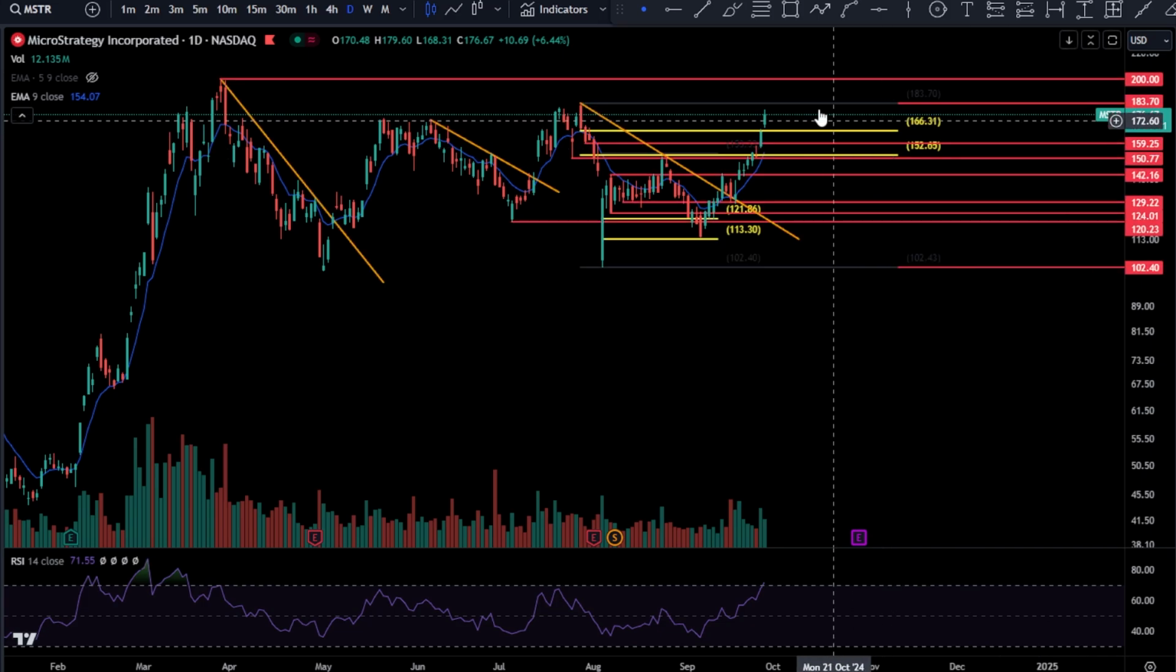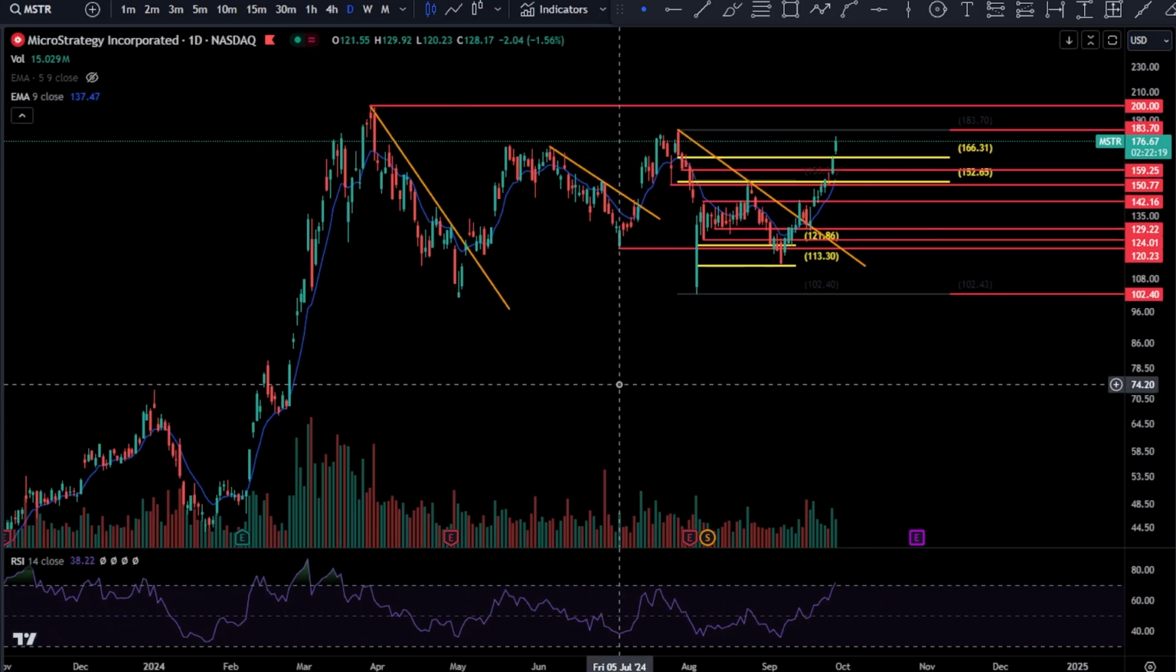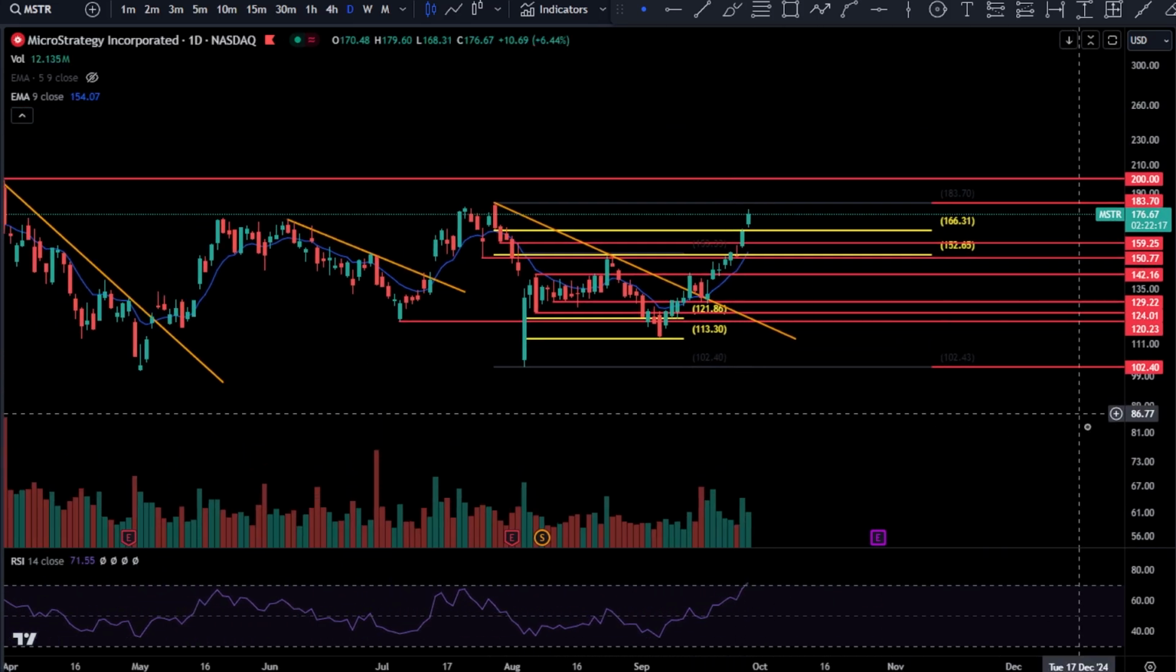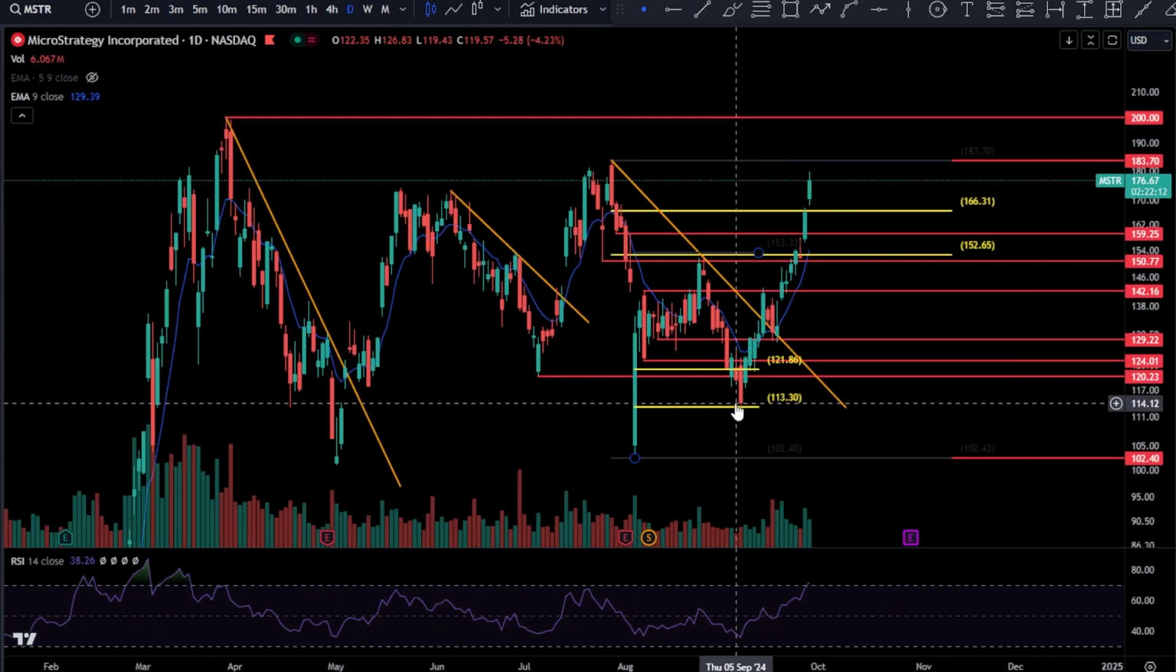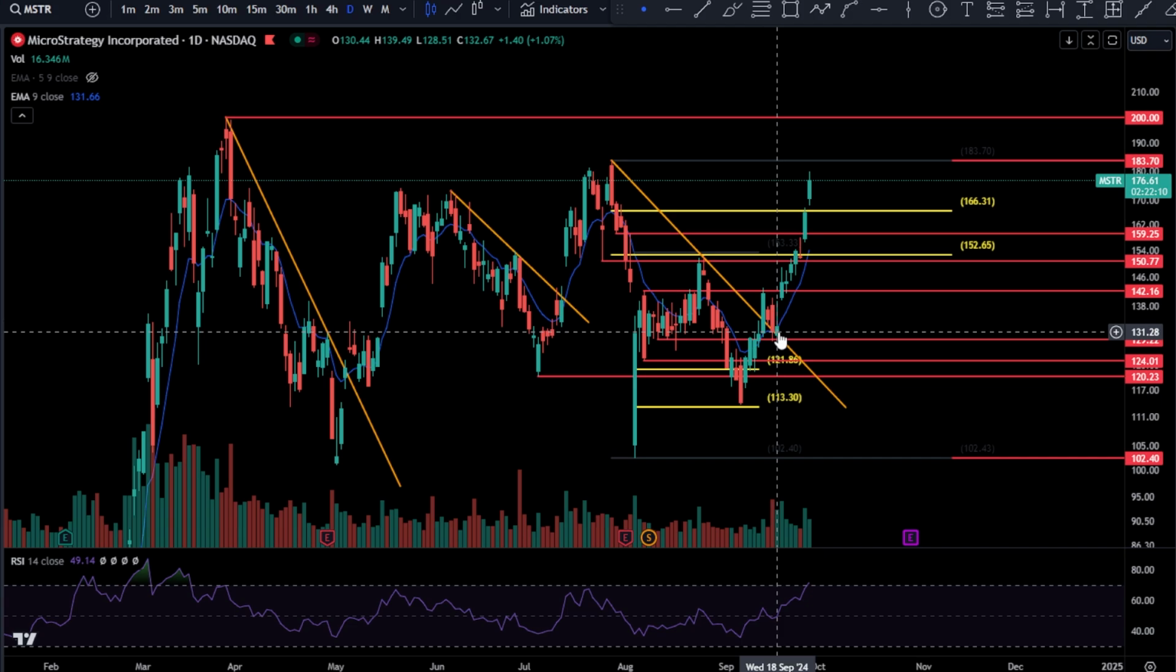All right. Now, something else that's looking sexy, kind of parabolic looking, is MSTR. Guys, this thing is already pushing the highs here. We called it out here. We called it out here on the breakout. We called it out here on the retest.